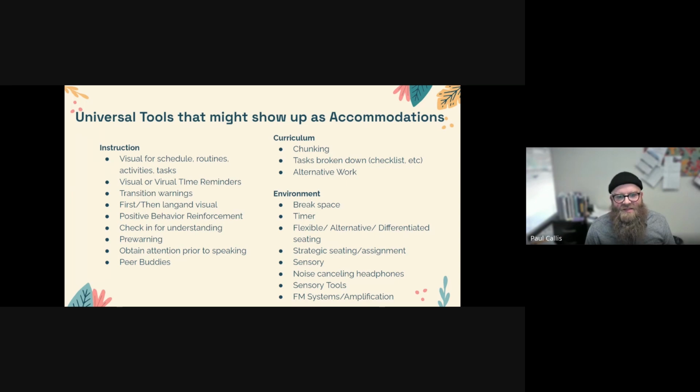And then FM systems and amplification. Can our students hear? Do they need something that allows them to have better access to the auditory part of the lesson?